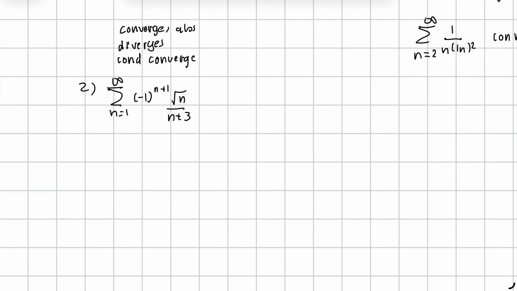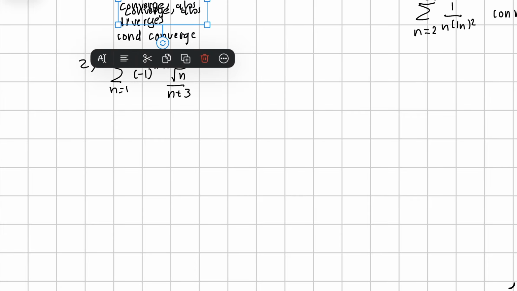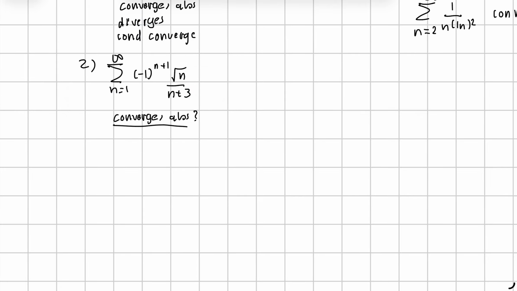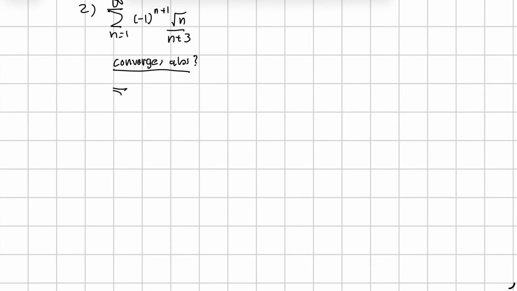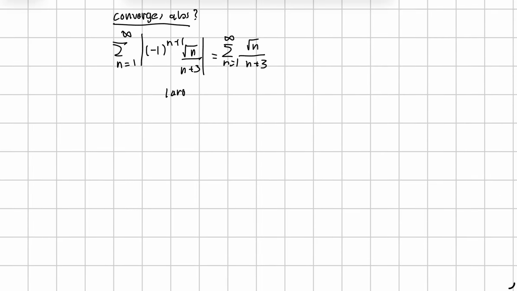So let's check if it converges absolutely first. We're going to consider the summation from n equals 1 to infinity of the absolute value of negative 1 to the n plus 1, times the root of n, all over n plus 3. That's equal to the summation of the root of n over n plus 3. If we have a large n, the root of n over n plus 3 is approximately the root of n over n, so that's equal to 1 over the root of n.